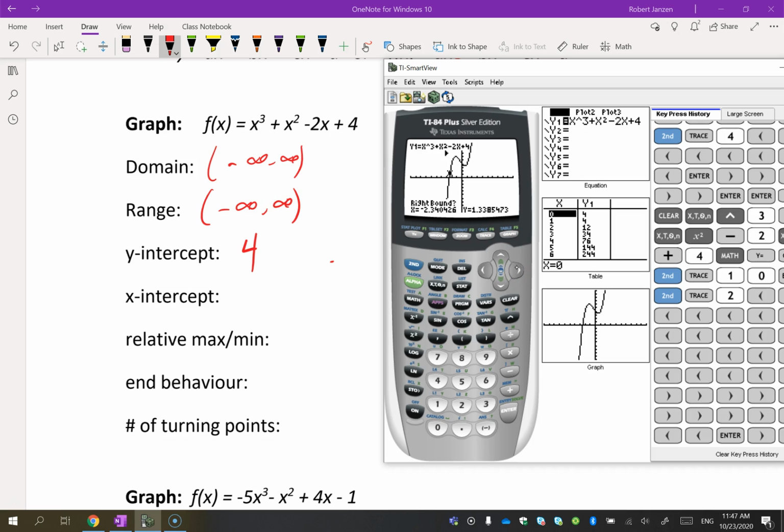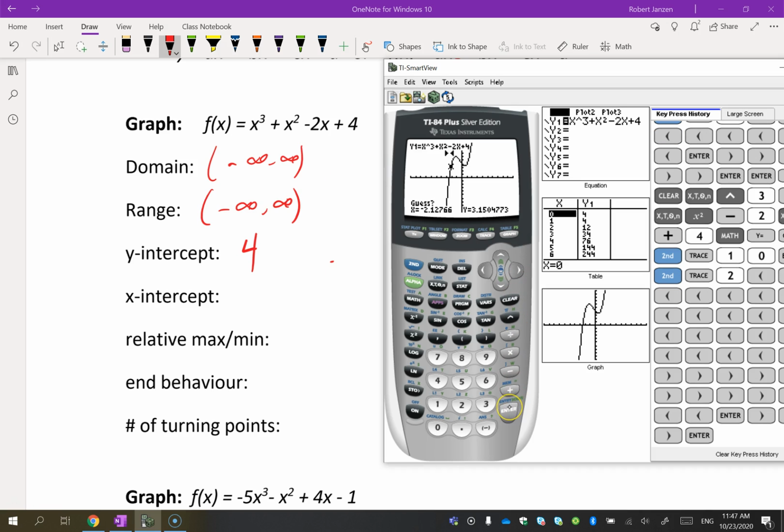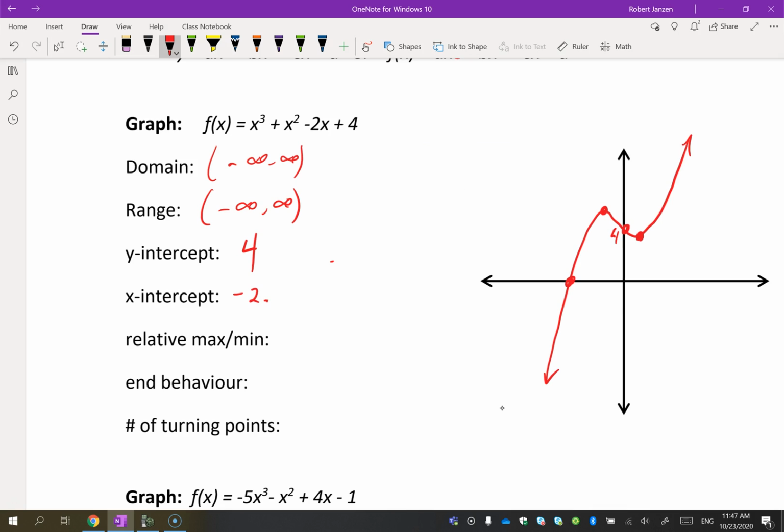And now I want to be on the right side of the x-intercept, and you can see the boundary has framed where the x-intercept is. If your arrows don't look correct like that, it's not going to give you an x-intercept. Okay, so the x-intercept or 0 is negative 2.47.